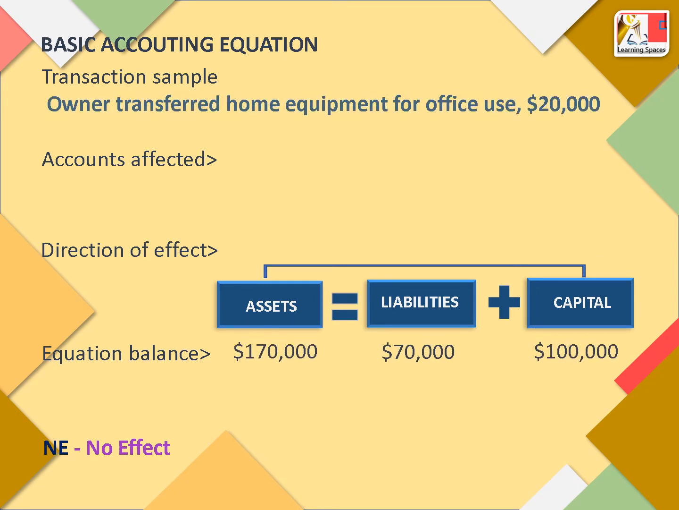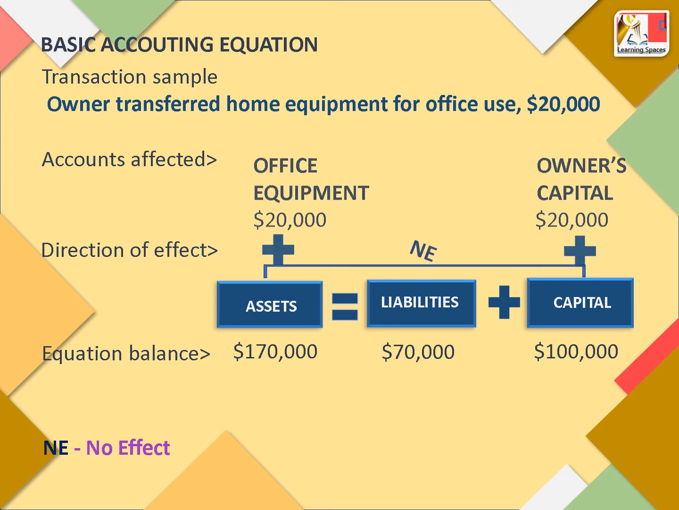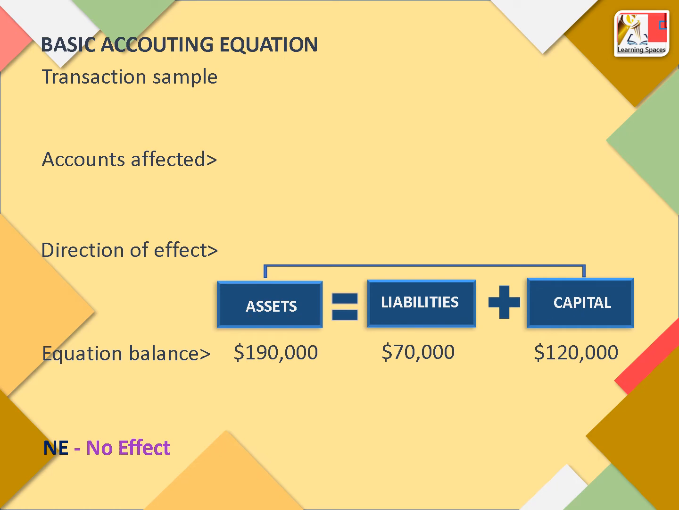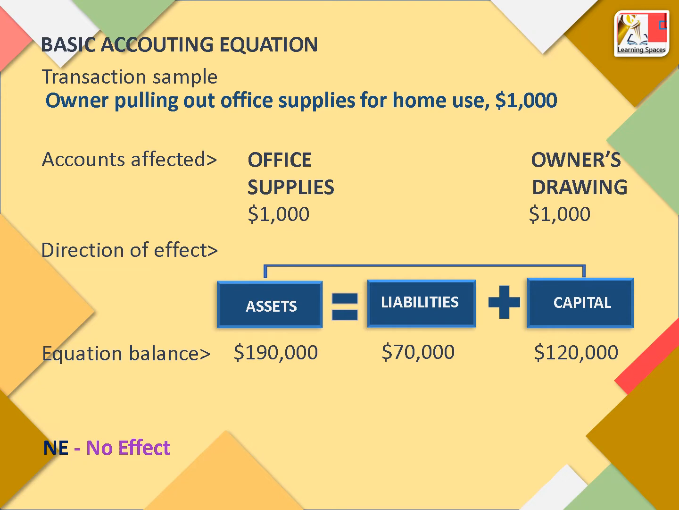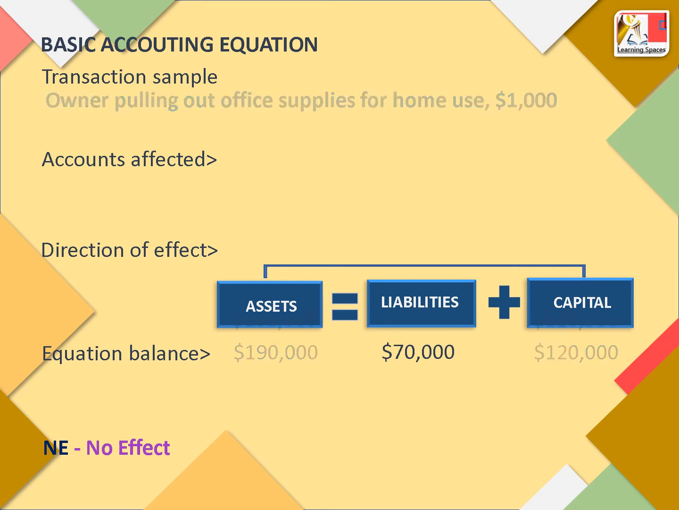Or the owner transferred computers and other machines for office use, that will again be an addition to assets and capital. What if the owner took some office supplies for home use? Well, that is simply a deduction to asset and capital. Are you getting it now? Is the basic equality requirement of the equation coming clear to your mind? You are awesome!